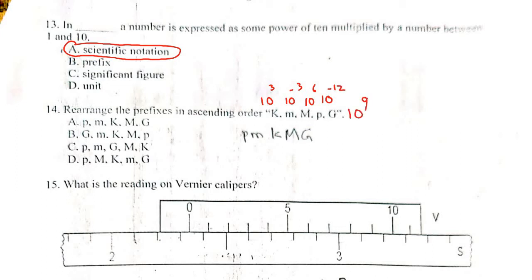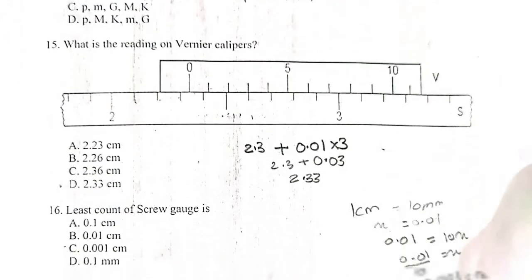So we have to arrange them in ascending order, which means the smallest one is pico, then we have milli, then kilo, and then mega, and then giga. So the correct answer is P, M, K, M, and G. So option A will become the right answer.